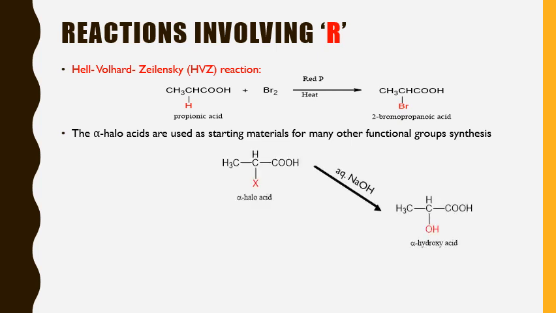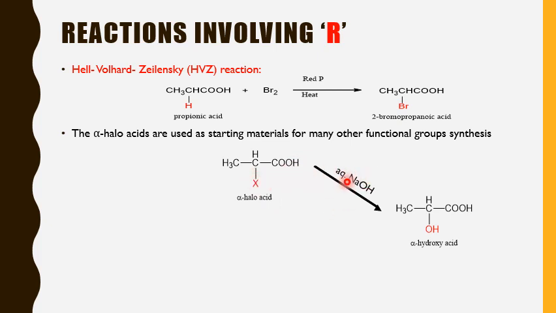So this is the alpha halo acid. At the alpha carbon you have the halogen, either chlorine or bromine, whatever it may be. And this part doesn't undergo any change. This part also doesn't undergo any change.